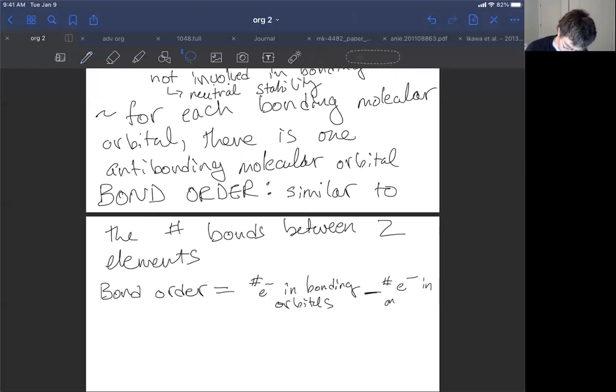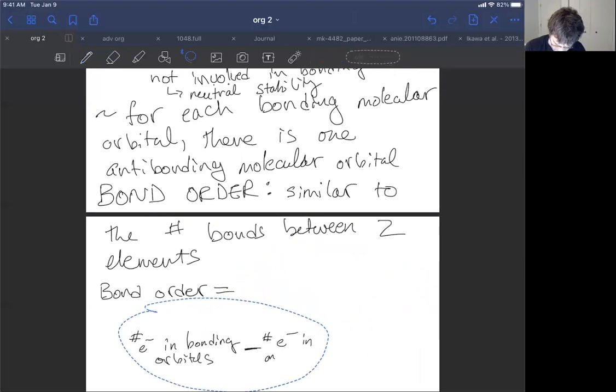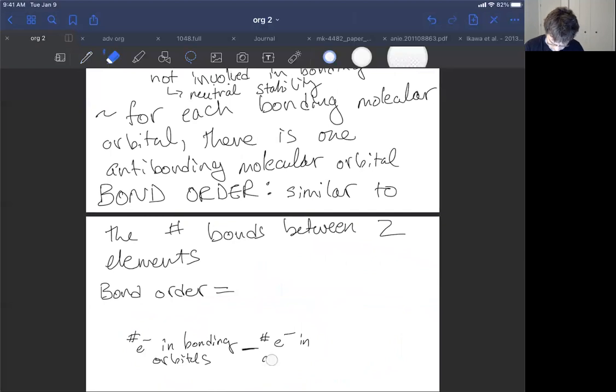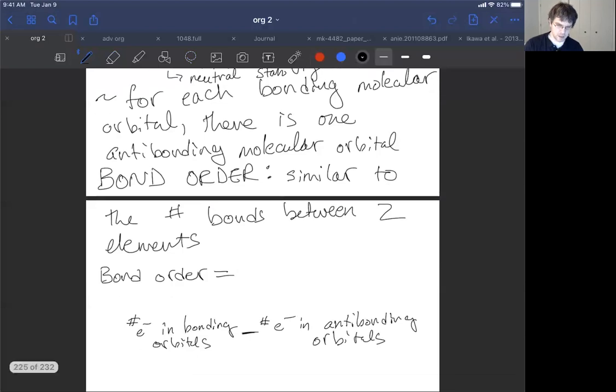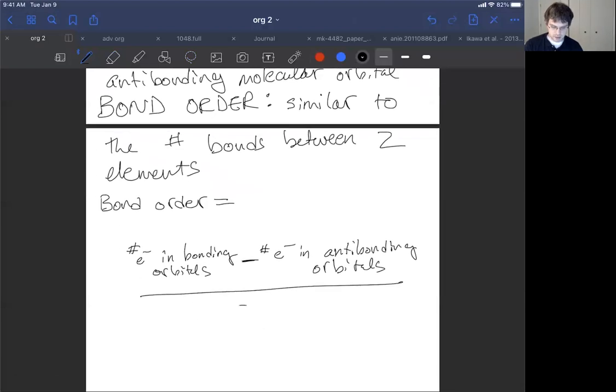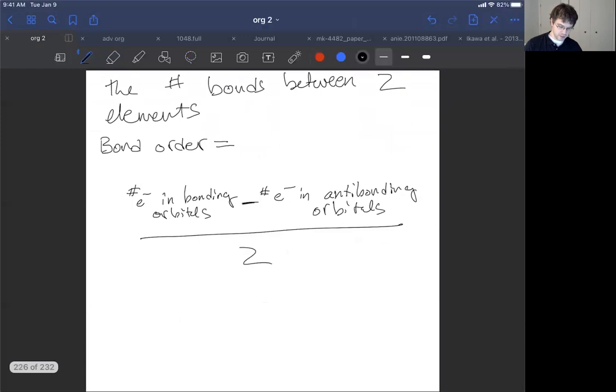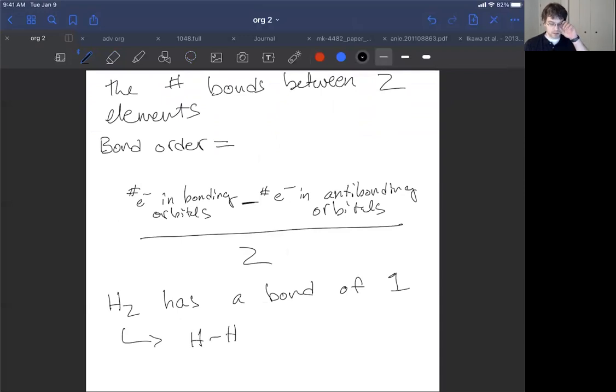I'm running out of space. I'm just going to move this down. You don't have to redraw it. In anti-bonding orbitals, and then you divide that by 2. Okay, so let's look at an example of this. So H2 has a bond order of 1. Well, we could have guessed that if we draw H2, we show one line between the 2 H atoms.